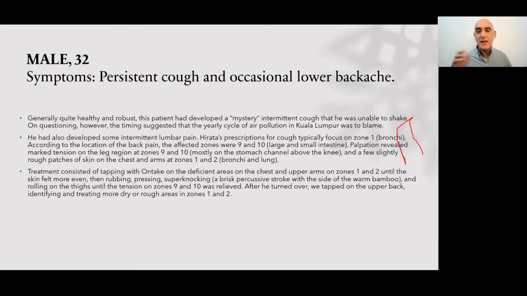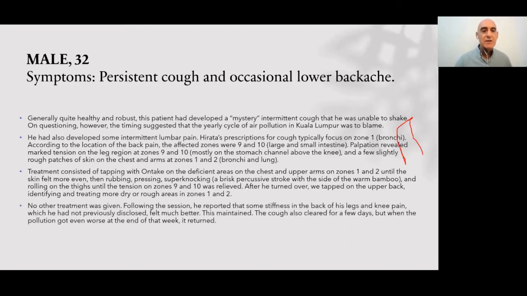We just tapped with Ontake until the skin felt warmer and more even. And then we worked on his thighs with the side of the bamboo, just pressing and rolling and knocking until that tension on the anterior thigh was relieved. And after he turned over, we tapped on the upper back, identifying and treating more dry and rough areas. So it didn't take long, maybe about 10 or 15 minutes, and no other treatment was given.